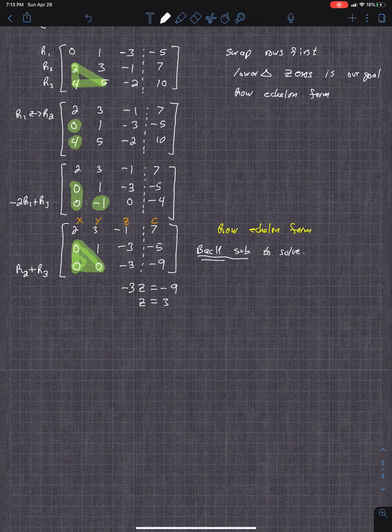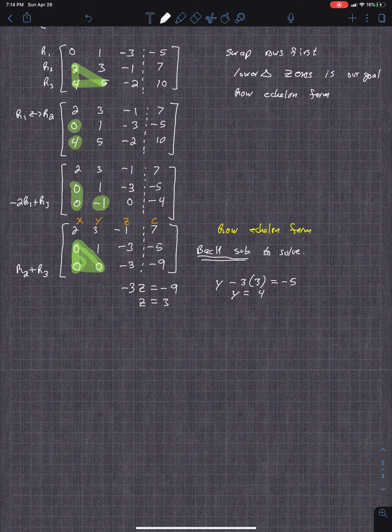And then back substitute. So go back to this equation here. Well, let me show you. Go back to this equation to solve for your y. And once you get y, you go back to the original equation to solve for your x. So you have then y minus 3 times z, which is 3, equal to negative 5. So y is equal, so that's 9, and add, and you get a positive 4.